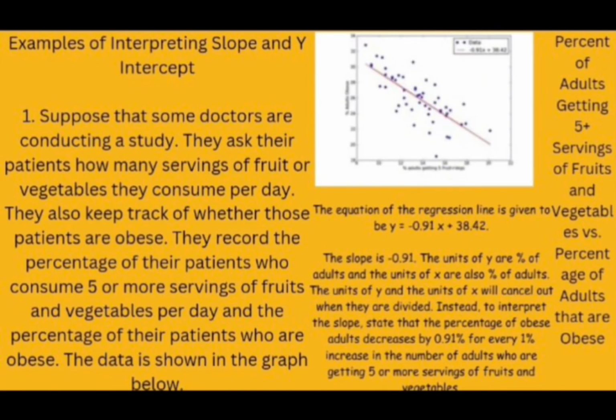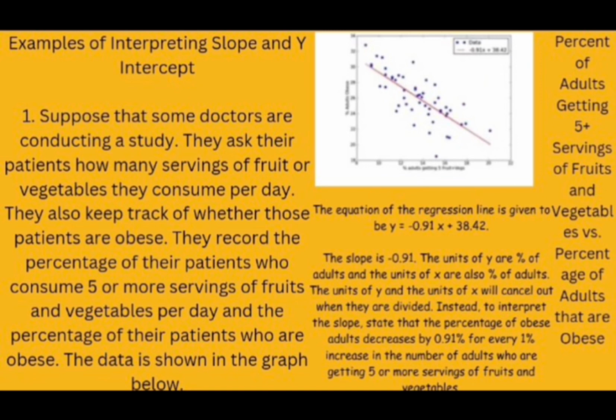Example of interpreting slope and y-intercept. Number 1. Suppose some doctors are conducting a study. They ask their patients how many servings of fruits or vegetables they consume per day. They also keep track of whether those patients are obese. They record the percentage of their patients who consume 5 or more servings of fruits and vegetables per day and the percentage of their patients who are obese. The data is shown in the graph below.